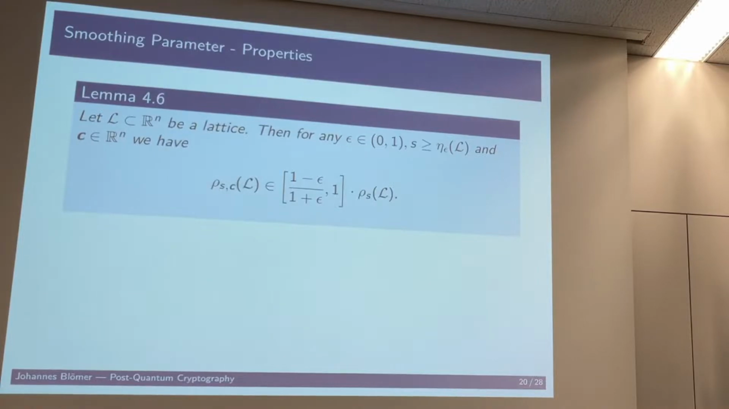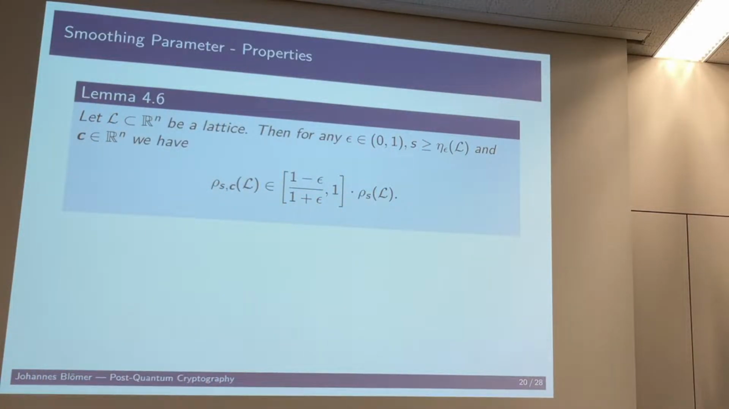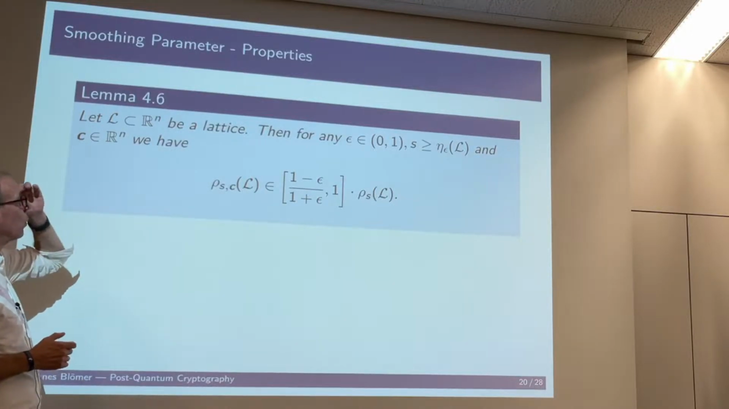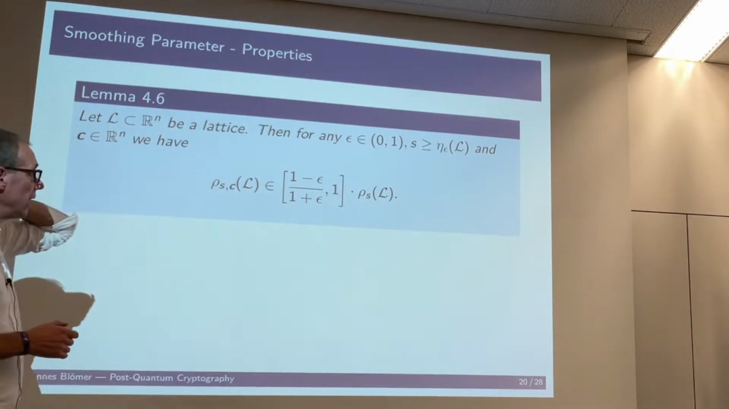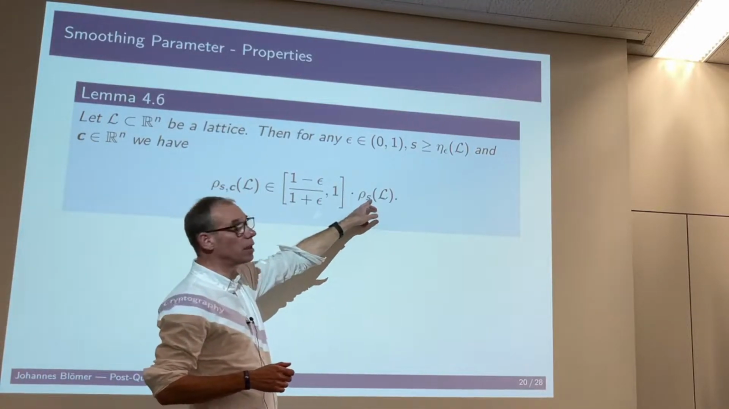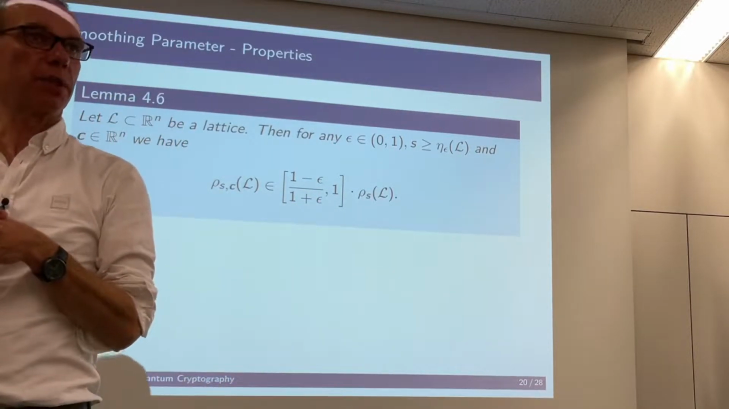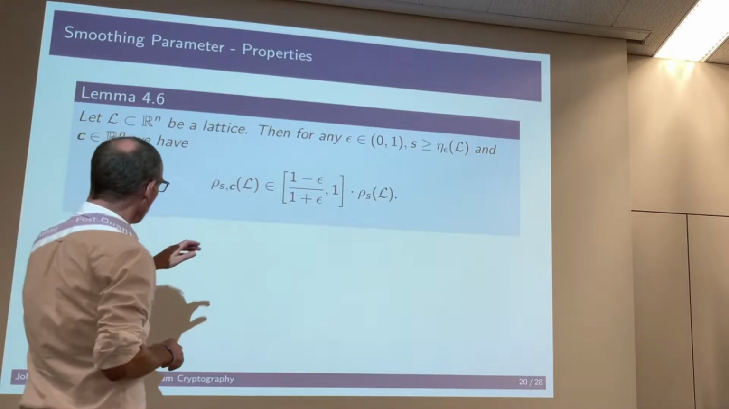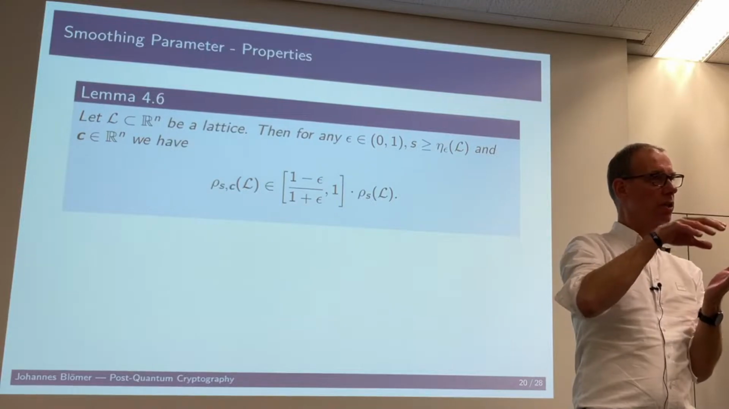Here's a picture for it again. So now, what are the interesting properties of the smoothing parameter? The first property says that when we have an S that's larger than the smoothing parameter for an epsilon between 0 and 1, and for an arbitrary mean, we have that the density of L, S, comma C, is almost the same as if we take the mean 0, up to this little term here, 1 minus epsilon divided by 1 plus epsilon.